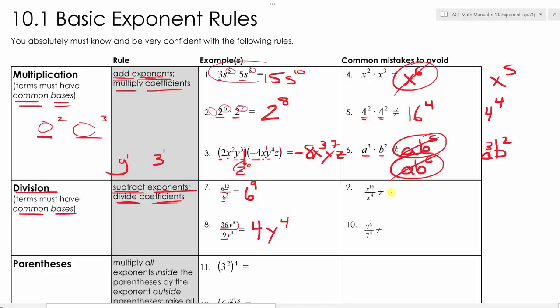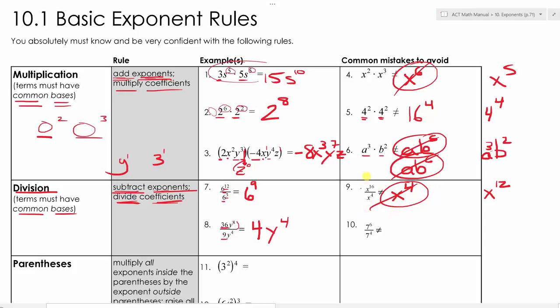Over here, things that you have to be careful not to do. Be careful of dividing your exponents. So x to the 16th over x to the 4th would not equal x to the 4th. It would equal x to the 12th. 16 minus 4 is 12. We do not do 16 divided by 4.